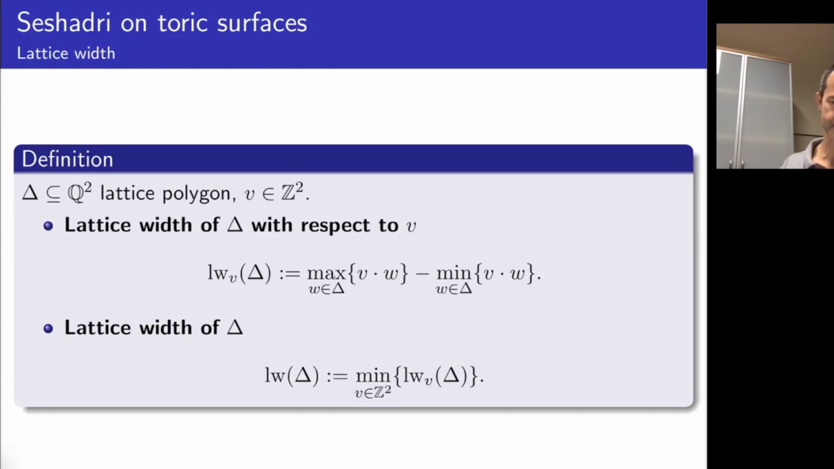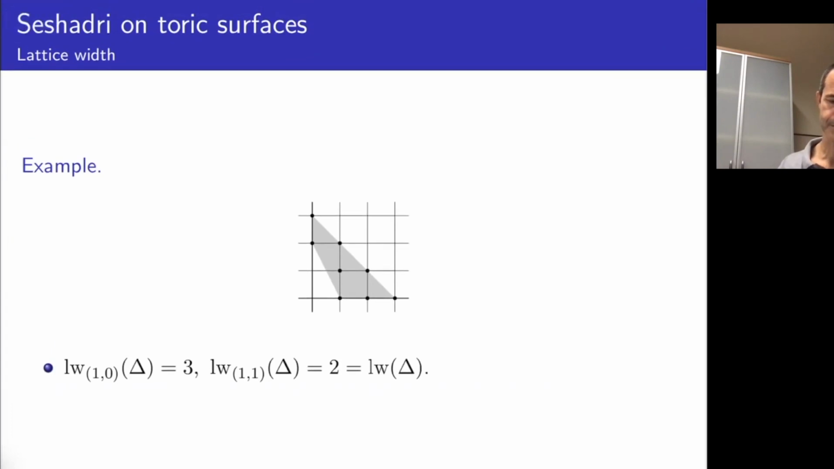For example, in this case, if I take the direction (1, 0), then here I have the maximum, here the minimum. The difference is 3. So the width in this direction is 3. If I take this direction, (1, 1), again the maximum is taken here, it is 3, and now the minimum is here, and it's 1. So in this case, the width is 2, and indeed it is the smallest possible. So this is the width of the polygon.